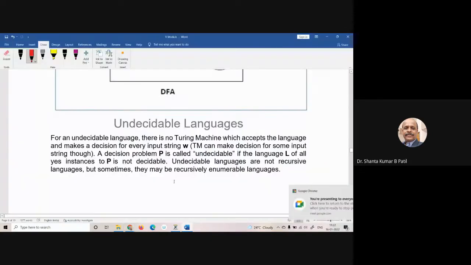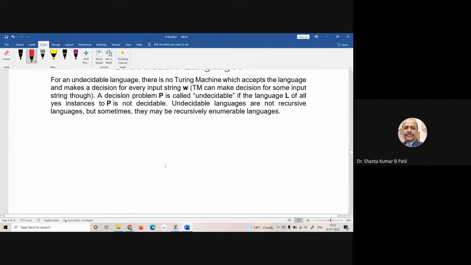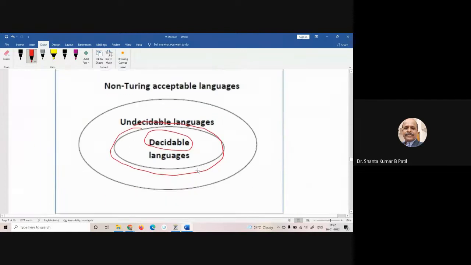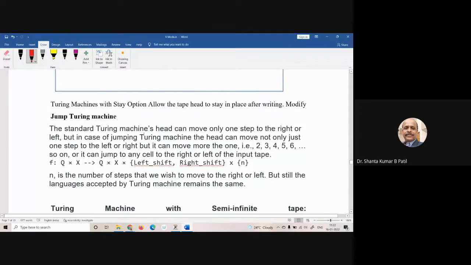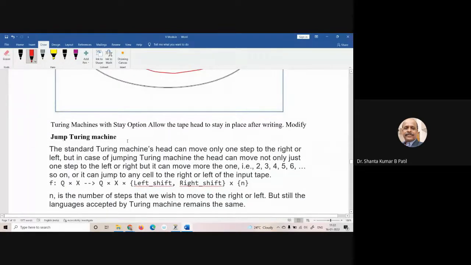Okay, so this is decidable and undecidable languages. Next we have the jump Turing machine. So what is this jump Turing machine? The Turing machine, we know, is defined as δ(q, tape symbol) = (q, tape symbol, left shift or right shift). Along with this transition function, we have the N also. So N indicates the shift.